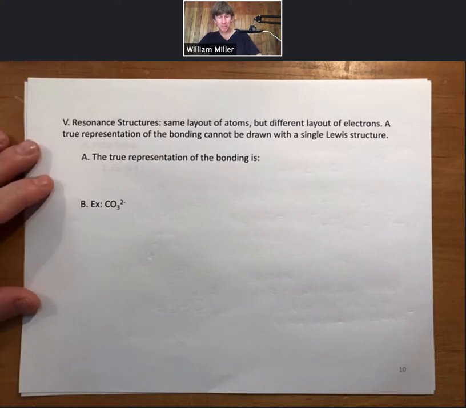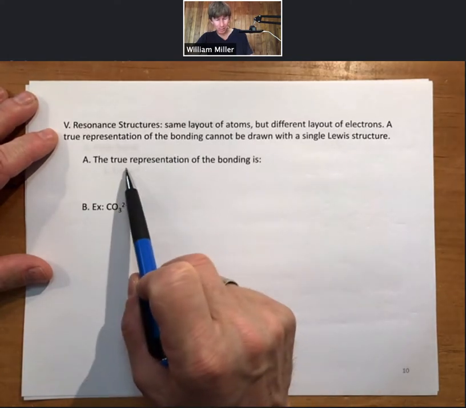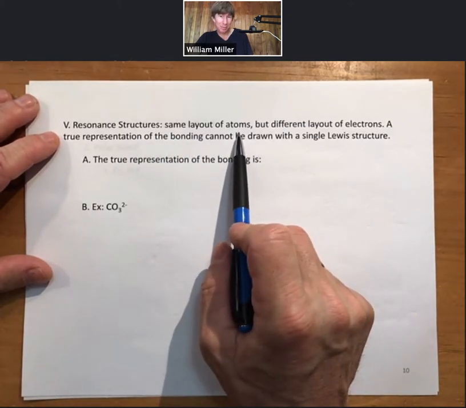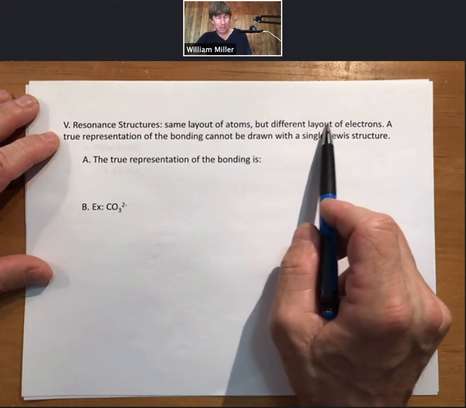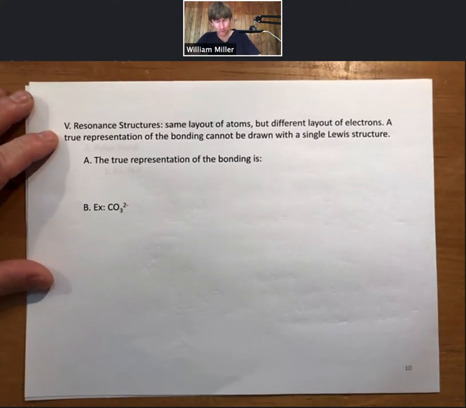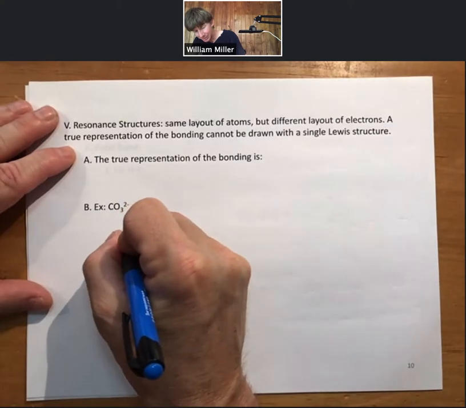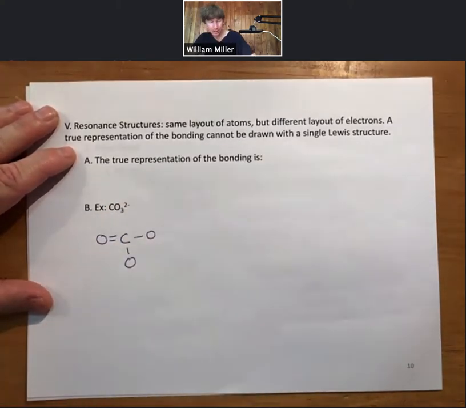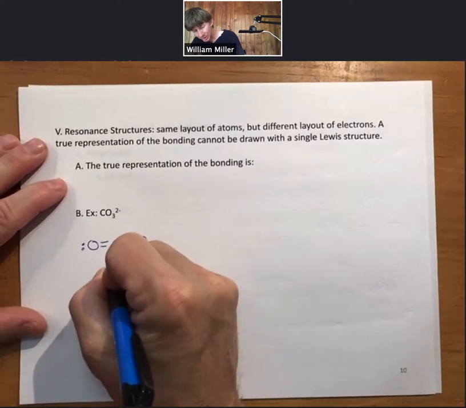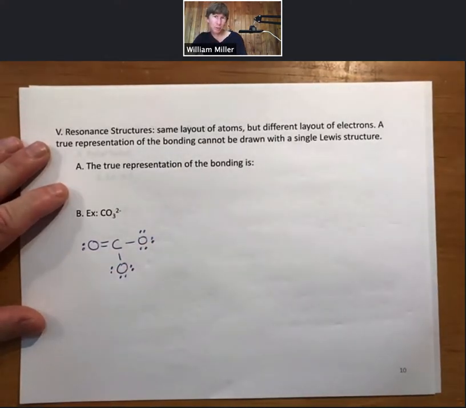Next topic is resonance structures, and we'll tell you how to do them, and then we'll tell you what this means, the true representation of the bonding. Resonance structures have the same layout of atoms. Always keep the atoms in the same places on the page, but different layout of electrons. A true representation of the bonding cannot be drawn with a single Lewis structure. So let me show you what I mean for carbonate, our main example for this entire lecture outline. If you remember, there's a carbon-oxygen double bond and two carbon-oxygen single bonds. Lewis structures always show all of the electrons, so let me draw all of the electrons in, and formal charges.